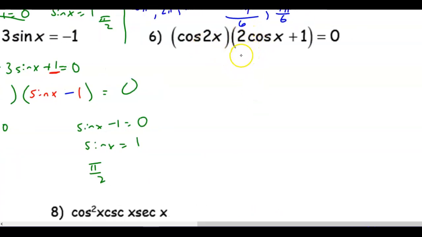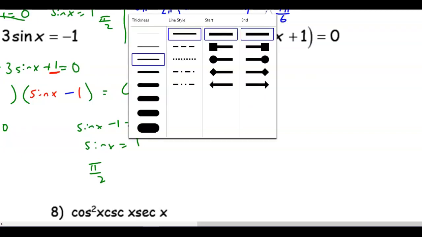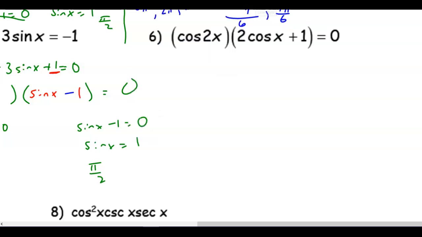All right, so this one, let's go ahead and take this. It's already factored for us. So we're going to set each factor equal to 0. You have cosine 2x equal to 0 and 2 cosine x plus 1 equal to 0. This one, what you need to look at first is where does cosine x equal 0?